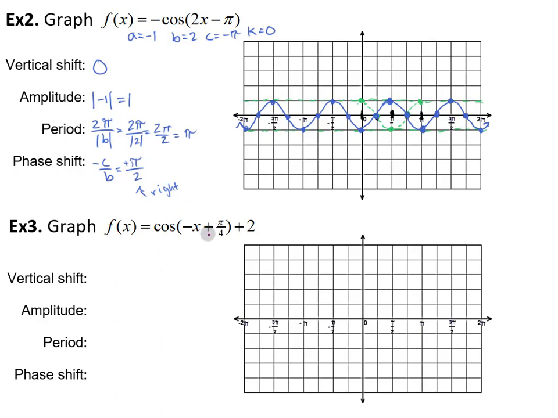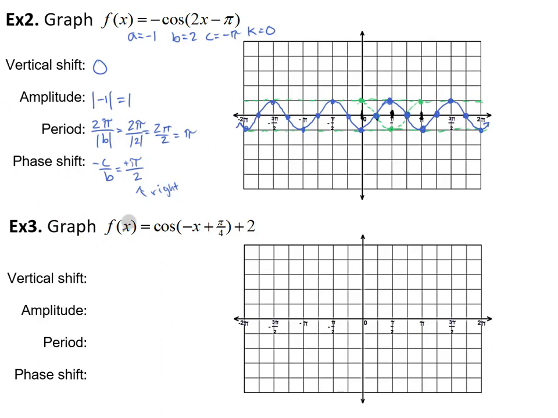Cosine of negative x, plus pi over 4, plus 2. And what this negative does in here is actually going to give us a horizontal reflection, kind of like a reflection over the y-axis. If there wasn't a phase shift, it would be directly done. And in fact, by figuring out the period and phase shift and graphing them in the way we are, we will perform the reflection already. So it'll be done in the way we graph it.